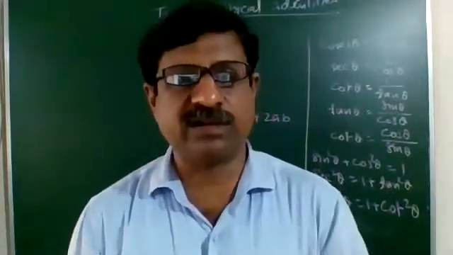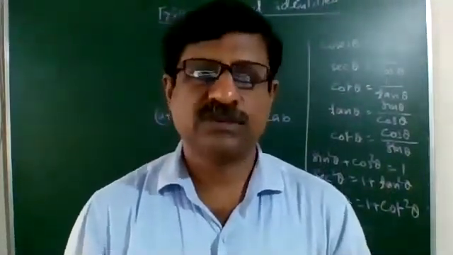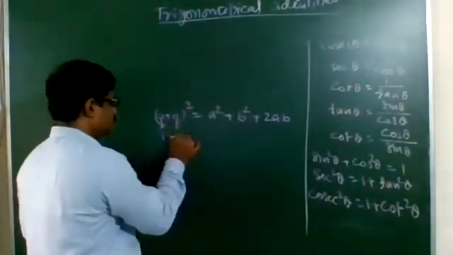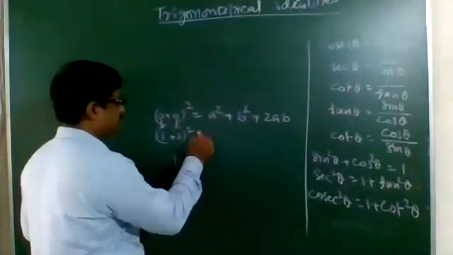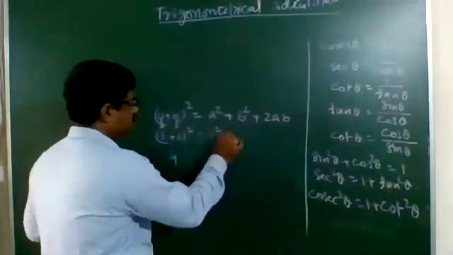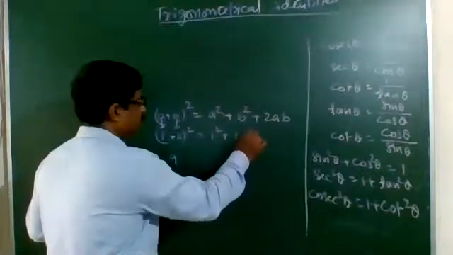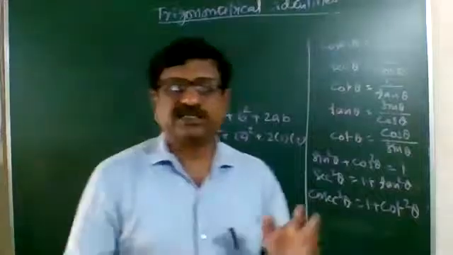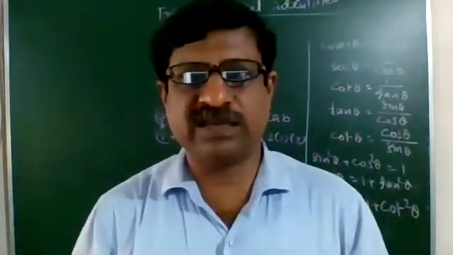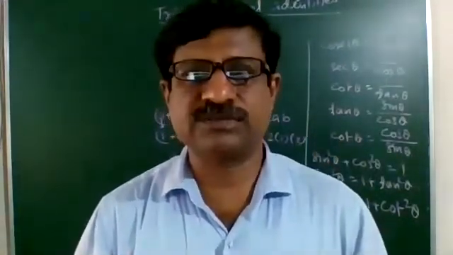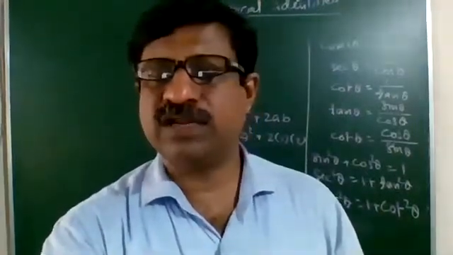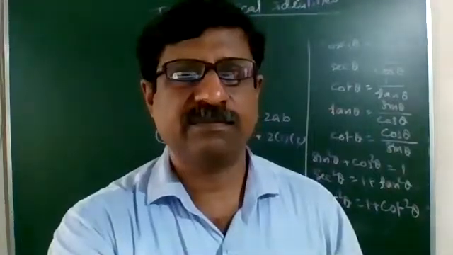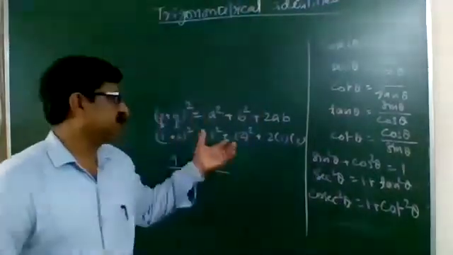If you put a as 1 and b as 2, both sides will be equal. 1 plus 2 is 3, 3 whole square is 9. On the other side, 1 square plus 2 square plus 2 into 1 into 2 is also 9. We got both sides equal. If you take some other values instead of 1 and 2, the left hand side and right hand side will still remain the same. That's why it is an identity.